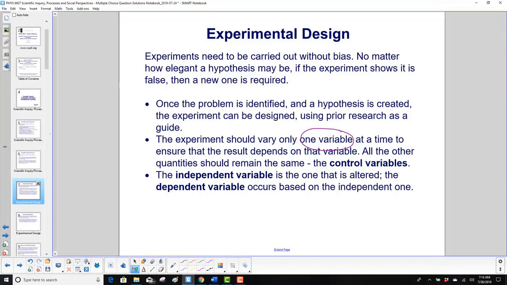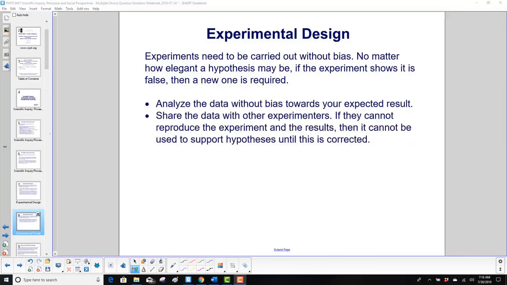The control variables, they don't change. The independent variable is the one that is altered. The dependent variable occurs based on the independent one. This first paragraph is so important, it's been repeated here.